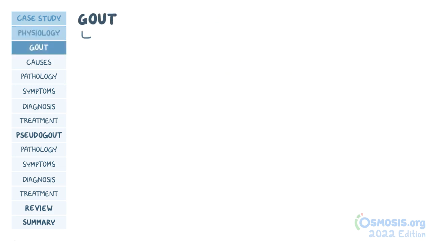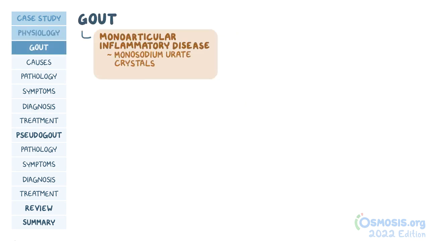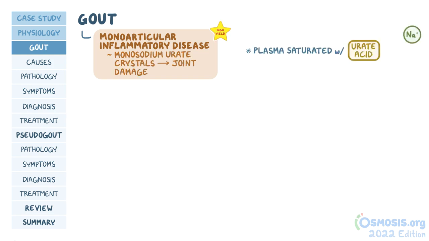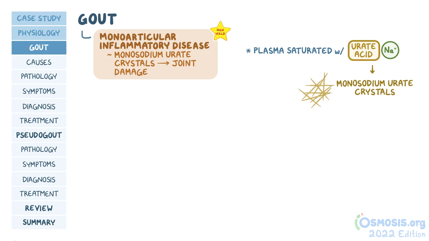Now, gout is a monoarticular inflammatory disease where monosodium urate crystals cause joint damage. When plasma becomes saturated with uric acid molecules, these bind sodium to form monosodium urate crystals, especially in areas with slow blood flow, like the joints and the kidney tubules.